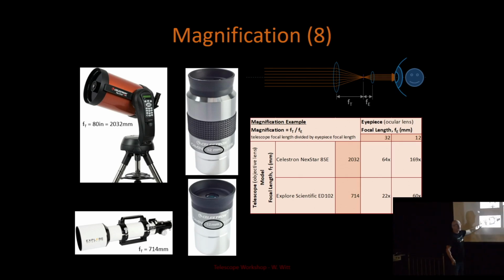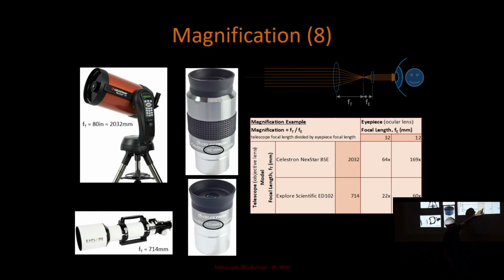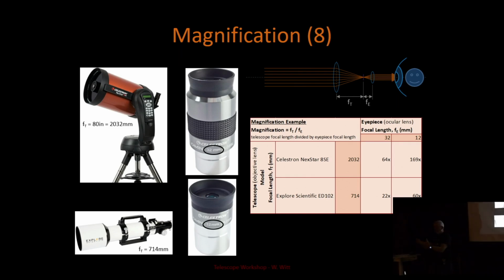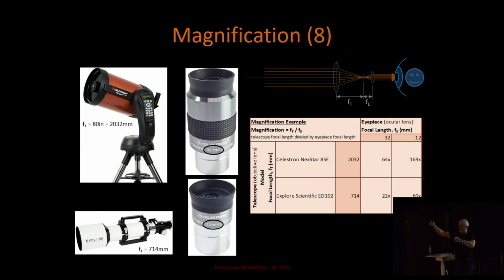And now if we had a different telescope to start with, same eyepieces, now the telescope has a smaller focal length, 714 millimeters, and we do the same divisions, and we get magnifications of 22 and 60. So what you get is a combination of the telescope you have and the eyepieces you have. Does that make sense? Okay. And later we'll talk more about what magnification you might want for particular objects. But that's ultimately how you might choose eyepieces: what magnifications do I want given the telescope I have? And that might drive you to buy a 12 millimeter eyepiece or something.